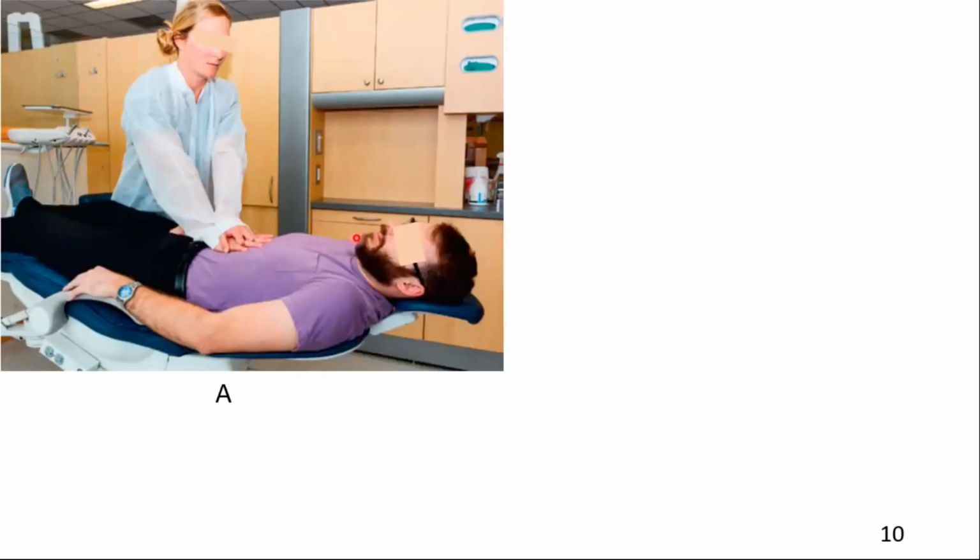This figure shows how to do abdominal thrusts on an unconscious patient who has something blocking their airway. First, place the chair in a recumbent position, or lying down position. Then put the heel of your right hand on the abdomen just below the xiphoid process, keeping your elbow straight. Put your left hand over your right hand for more force. Quickly push the arms into the patient's abdomen, directing the force downward and upward.